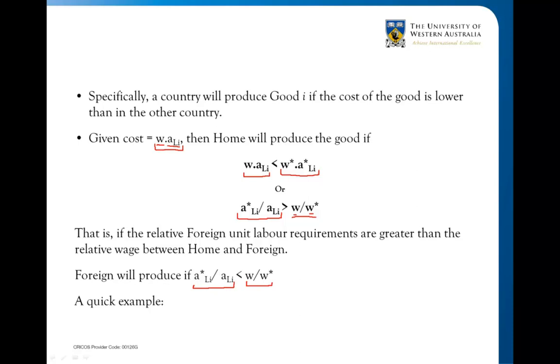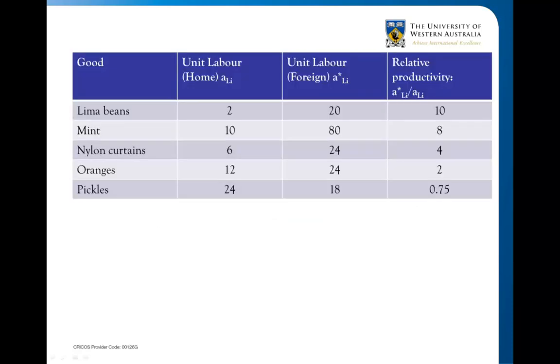Which is fine, but maybe an example will show this a bit better. So let's have a table. Here I've got these silly goods that I've thought of. In this column here, we've got the unit labour requirements in home. In other words, it takes 2 hours to make a kilo of lima beans, 10 hours to produce a kilo of mint, 6 hours to produce a metre of nylon curtains, and so on.